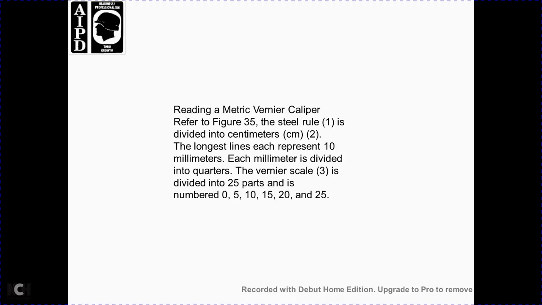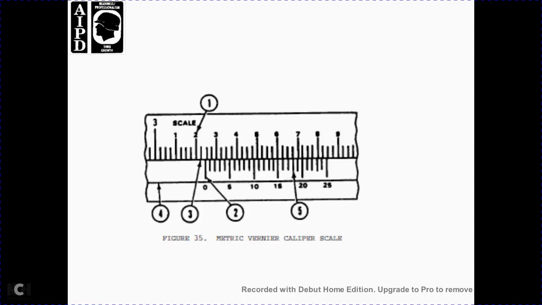Reading the metric vernier caliper. In Figure 35, the rule is divided into centimeters, and the longest line of each represents 10 millimeters. Each millimeter is divided into quarters. The vernier scale is divided into 25 parts and numbered 0, 5, 10, 15, 20, and 25. Figure 35 shows the metric vernier scale, numbered 1, 2, 3, 4, and 5.